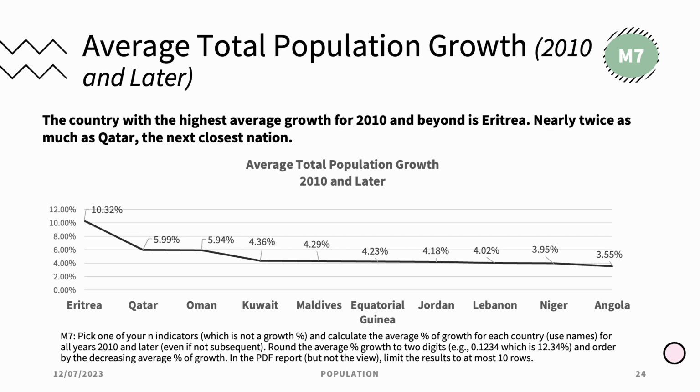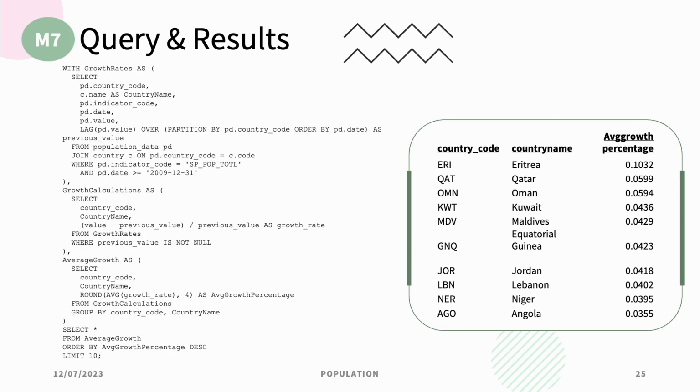So M7 asks, what are the top 10 countries with the highest average total population growth? The country with the highest average growth for 2010 and beyond was Eritrea at 10.32%, nearly twice as much as Qatar, the next closest nation. So now we'll look at the query and the results. In the SQL query, we were able to compute the average growth rates of the countries' populations from the population data table and present the top 10 countries with the highest average growth rates.